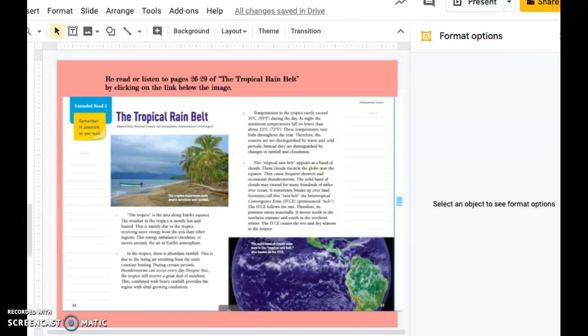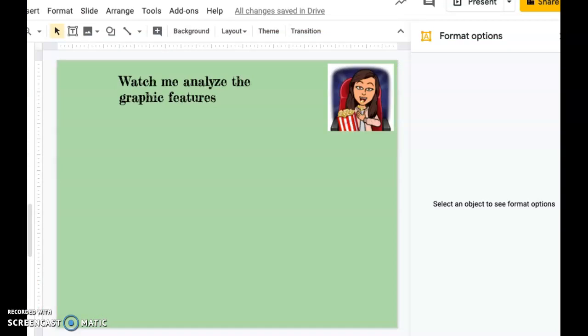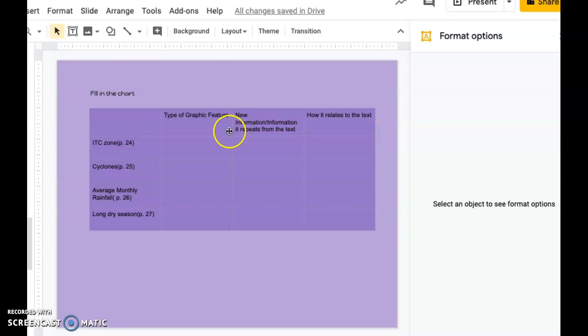Good morning, third graders. Today what we're going to do is look at graphic features and see the information that they give us that relates to the text, but also use them as a resource. They're super important and sometimes we breeze over them, but they can really help us find information easily. Okay, so I'm going to be looking at the graphic feature on page 24, the ITCZ.